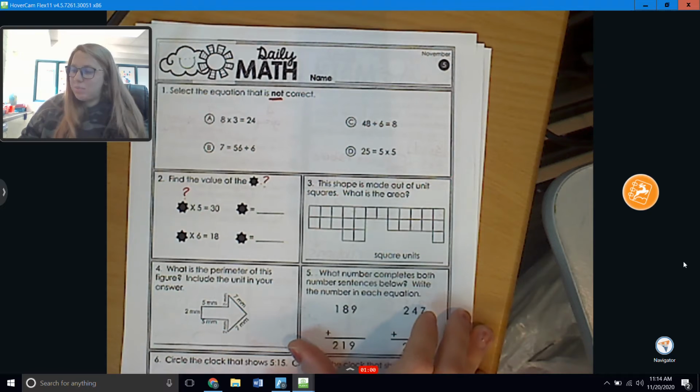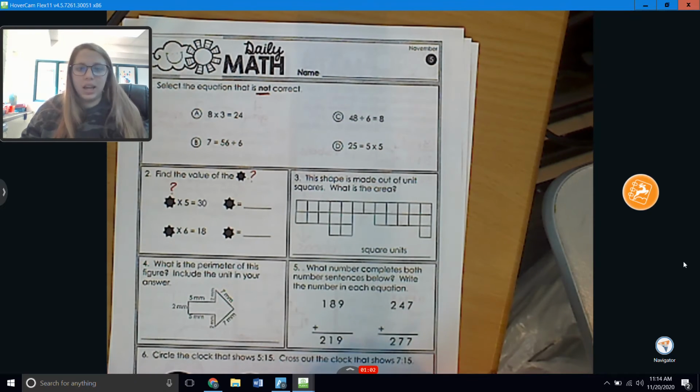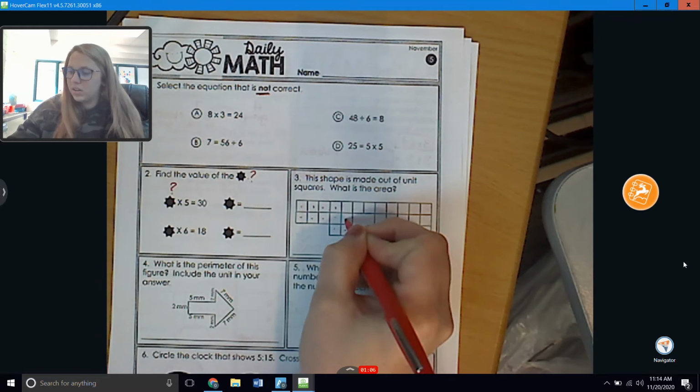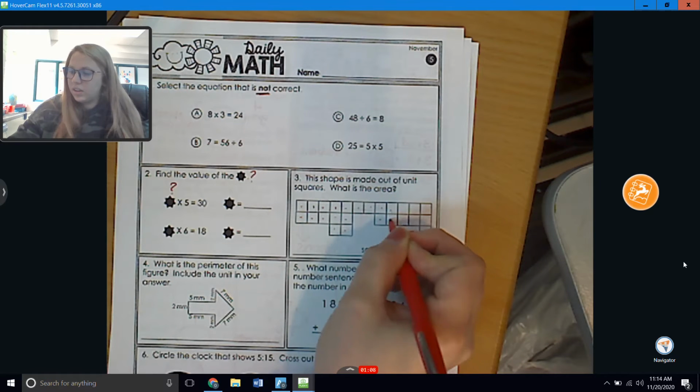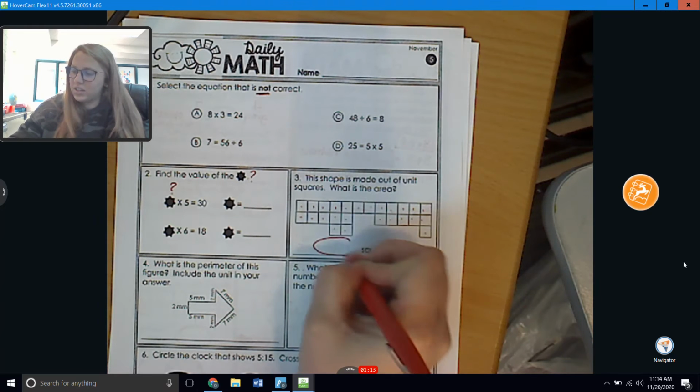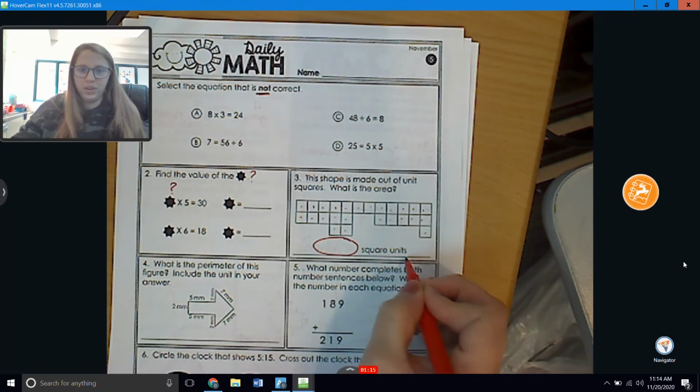Number 3, the shape is made out of unit squares. What is the area? You are going to count up these squares. And you will write your answer right here. It already gave you your unit.